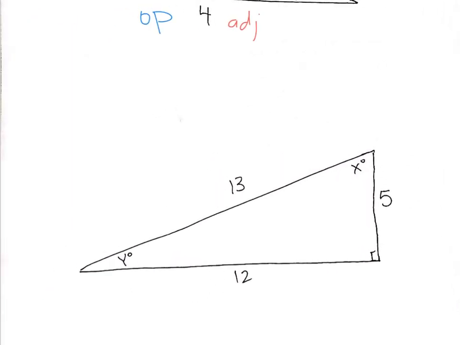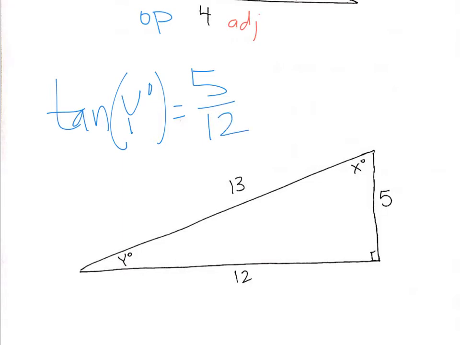So this is similar. This is another special right triangle, 5, 12, 13. And again, if we're talking about angle y, this would be adjacent, this would be opposite, this would be hypotenuse. So we could say something like tangent of y degrees equals 5 over 12.